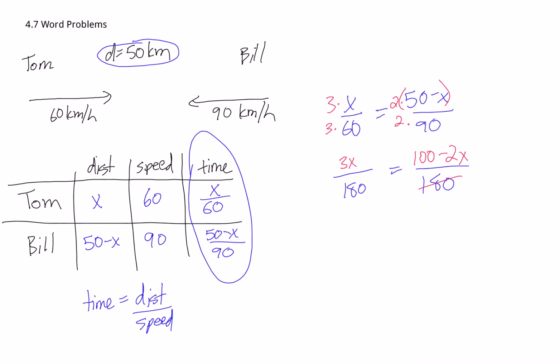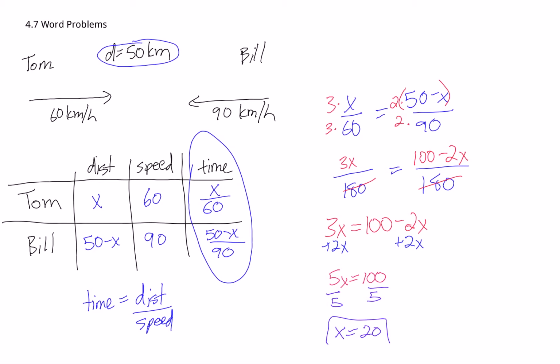So just like we did before, we don't need to worry about the bottoms. So we just solve our top. So 3x equals 100 minus 2x. So to solve this equation, we would add 2x to both sides. So that gives us 5x equals 100. So the last step is divide by 5. So our final answer is x equals 20.